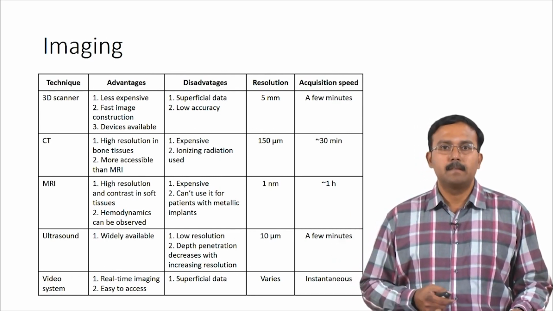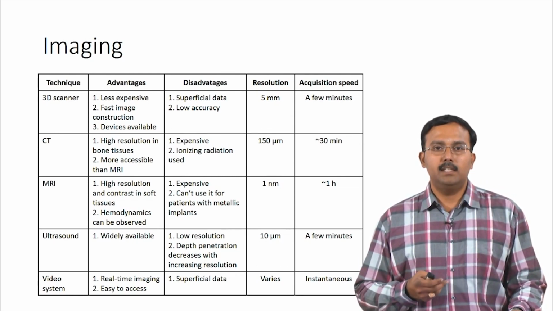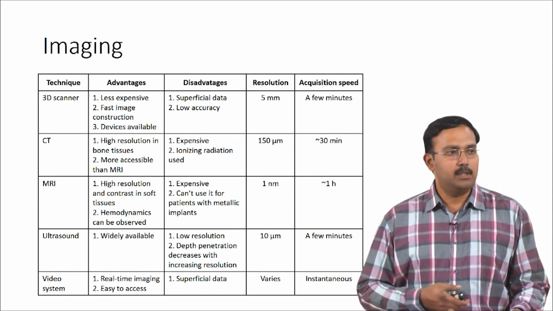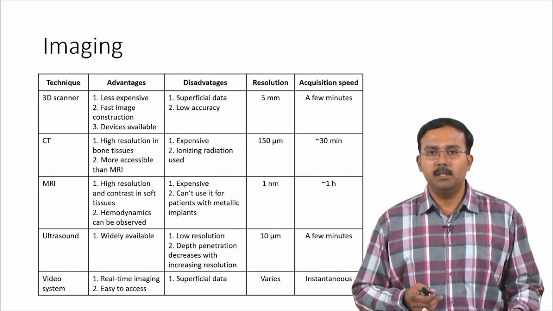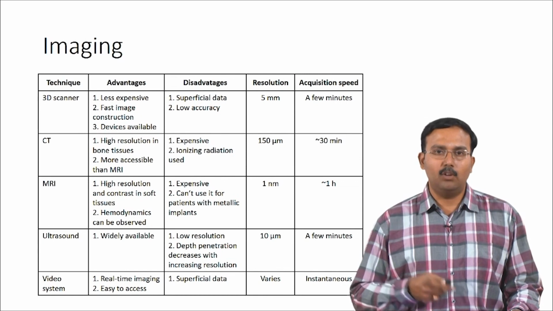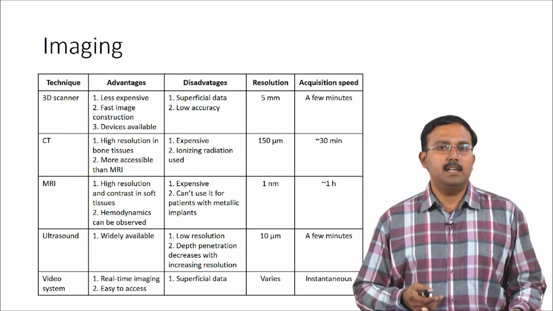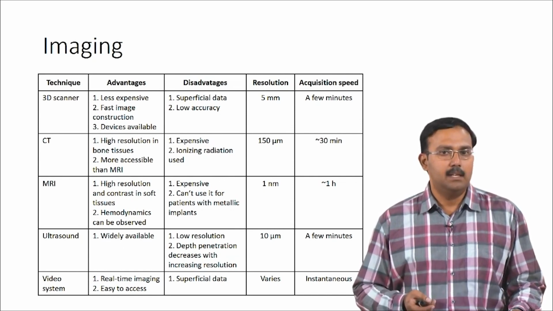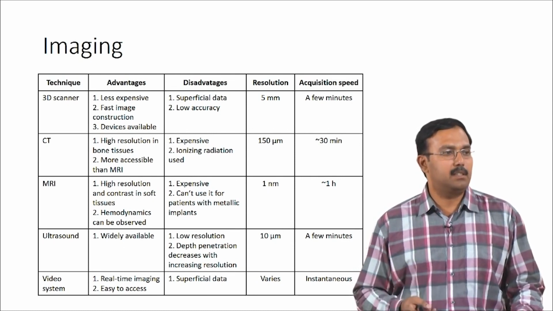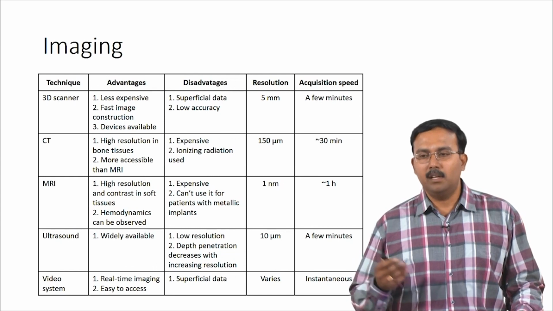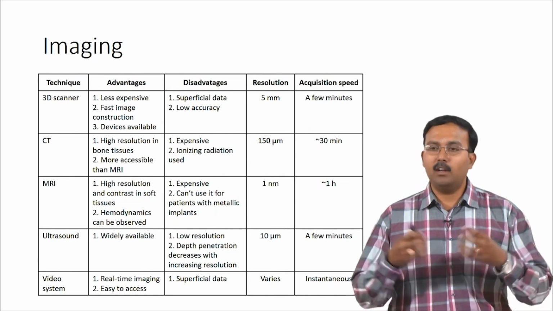If you are going to have only macro structures, then this kind of scanner might actually work. A CT scanner has a high resolution in bone tissues, and it is more accessible than MRI, so it is commonly used for scanning. MRI is quite expensive and not very easily accessible, but the problem is CT is also expensive, and ionizing radiation is used while performing a CT scan. The resolution is better, about 150 micrometers, and it can take about 30 minutes to acquire the image, and you would be able to get enough information for organ constructions.